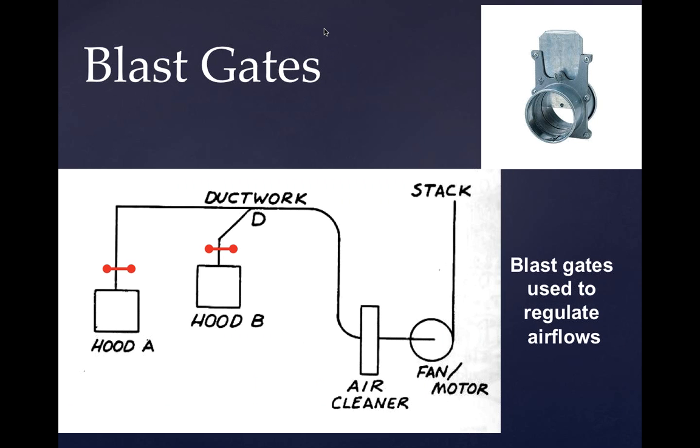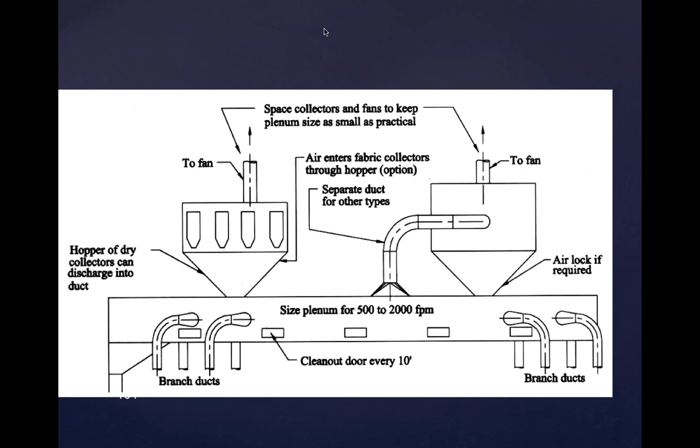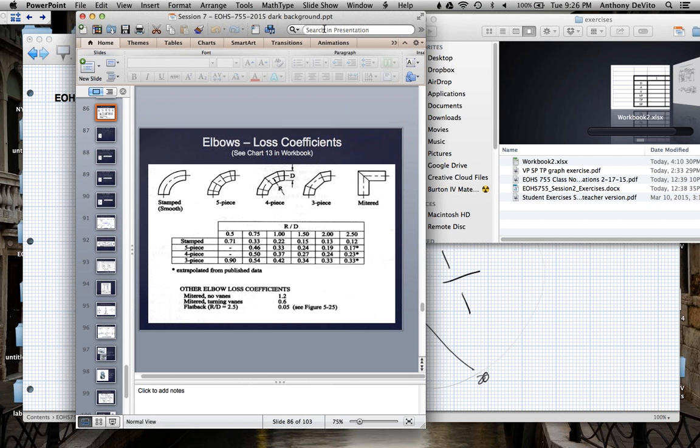And then you get complex kinds of transitions. A lot of times these are transitioning from round duct to rectangular duct. There's a blast gate. There's a system design balancing we talked about before. I guess I was further along than I thought we were.